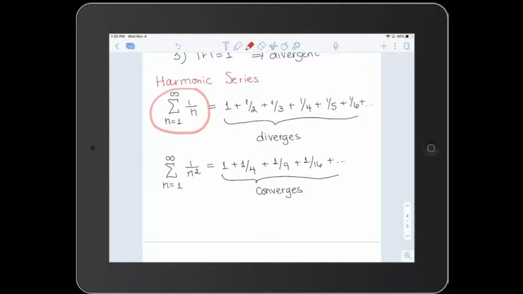Let's see. What else do I want to discuss before we talk about the divergence test and integral test? Alternating series.